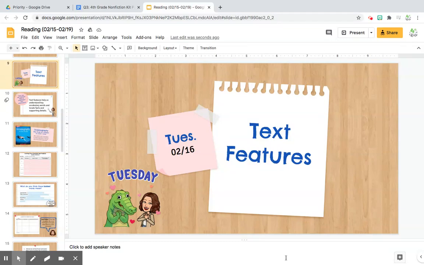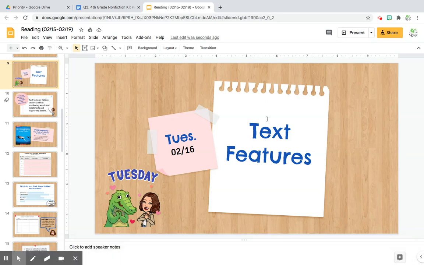Hi, fourth graders. Today is Tuesday, and today we are going to continue to learn how to use the information from text features, just like yesterday, such as bold print and timelines, to understand new information. Now, these text features help us understand key vocabulary words and locate facts and supporting details.